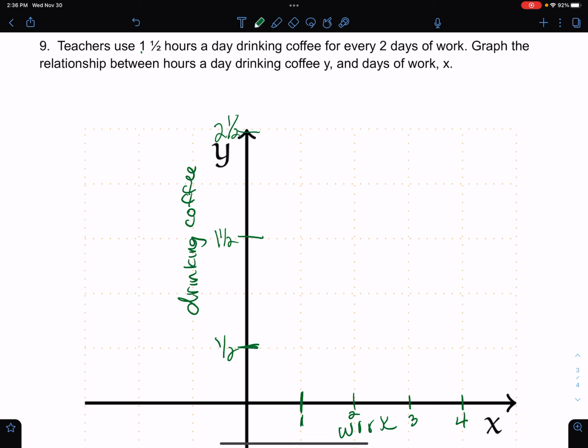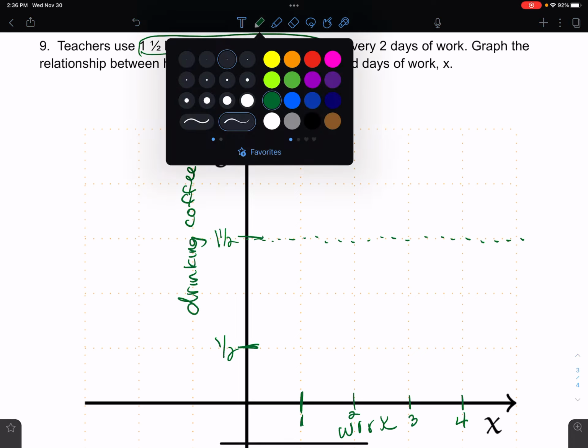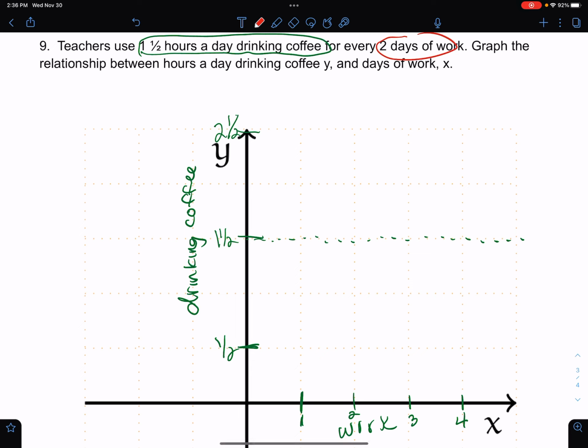Well, since it says that 1 1/2 an hour drinking coffee, okay, so I'm going to start with drinking coffee. It's going to come along this little line, right there. And then I need to figure out where 2 days of work is. There. Okay, so I have the first one. Now I need to figure out where the other one is. So I have to find that constant. Like, how is it moving? And to do that, you're going to divide them.